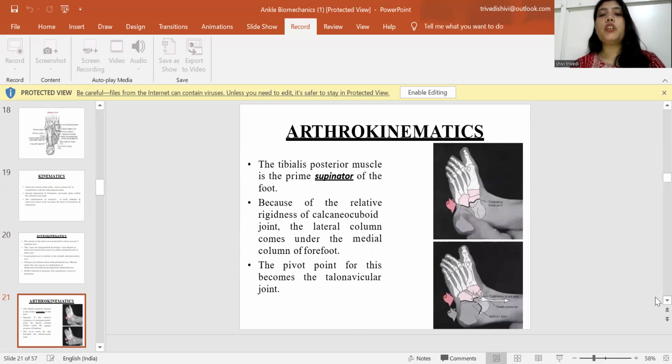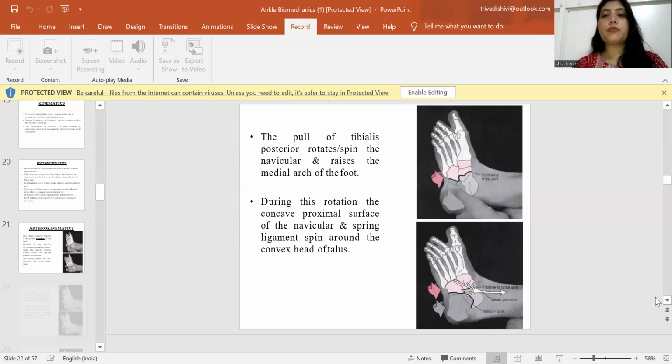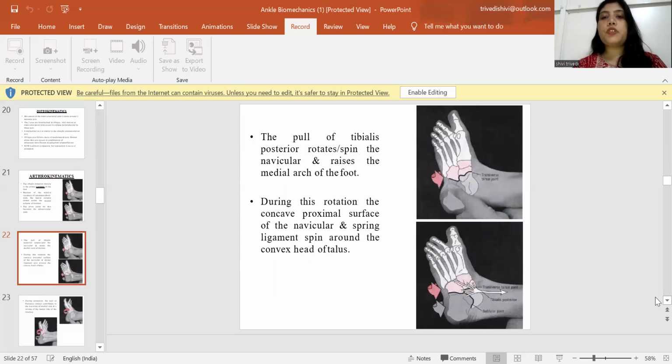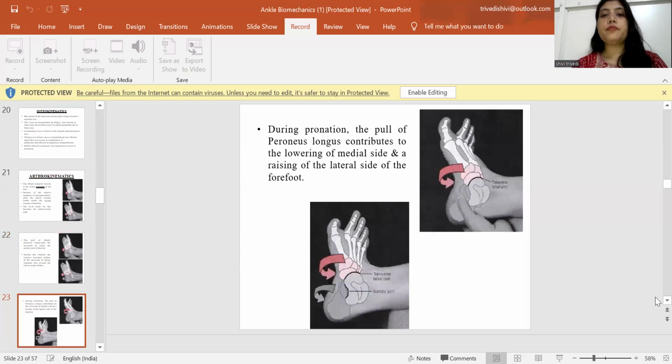Arthrokinematics of the joint: the tibialis posterior muscle is the prime supinator of the foot because of the relative rigidness of the calcaneocuboid joint. The lateral column comes under the medial column of the forefoot. The pivot point for this becomes the talonavicular joint. The pull of tibialis posterior rotates and spins the navicular and raises the medial arch of the foot. During this rotation, the concave proximal surface of the navicular and the spring ligament spin around the convex head of the talus.